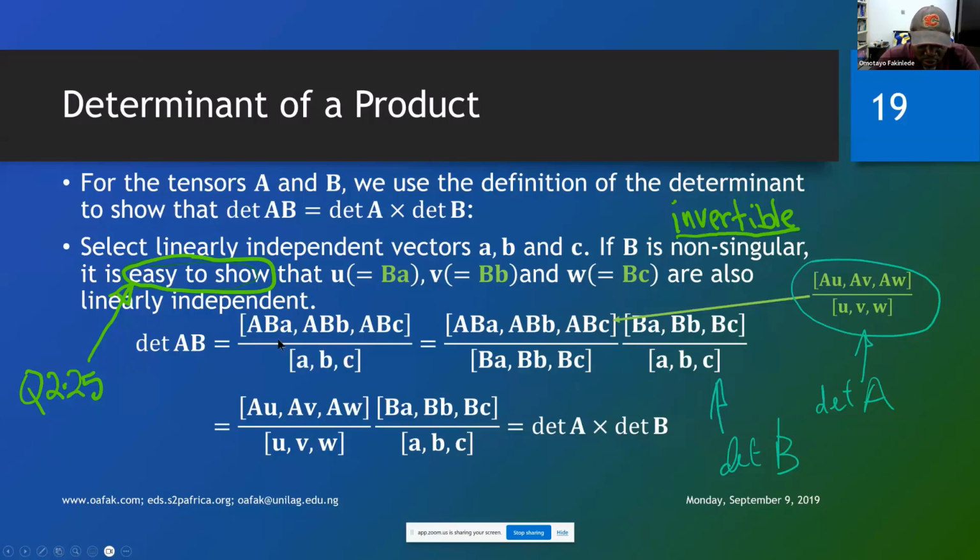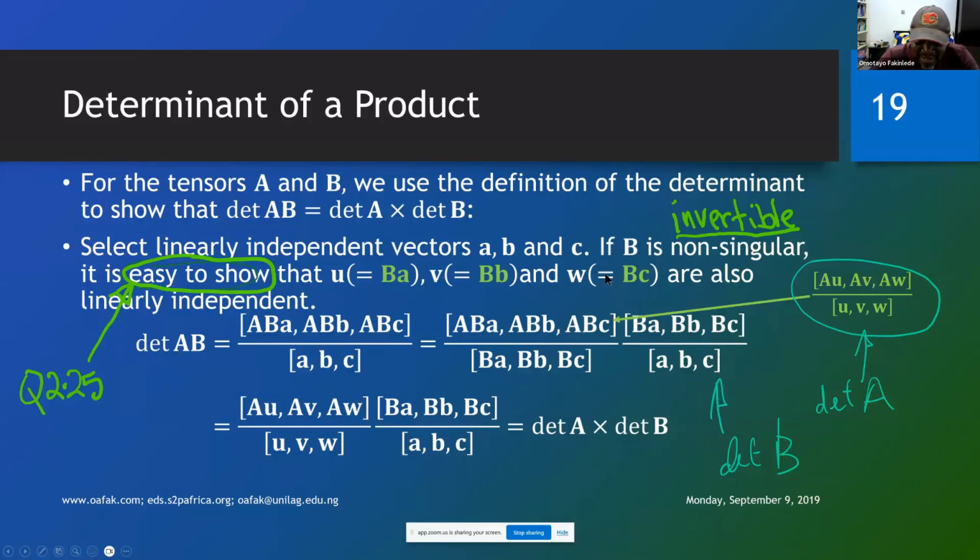Because what you have up and what you have down are both scalars, it is possible for us to write this expression. We can have ABA, ABB, ABC divided by BA, BB, and BC, which is also a scalar. So we can also put it up here because this can cancel this out. Don't forget that what we have in the square brackets are all scalar. The result is a scalar. So we can cross this out with this, and we get back our original expression. But we have defined U as BA, V as BB, and W as BC, and we said U, V, and W are also linearly independent.